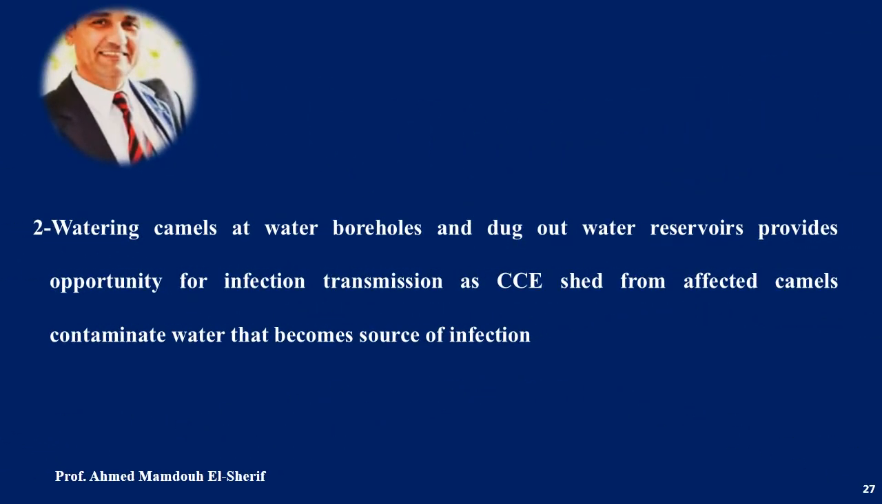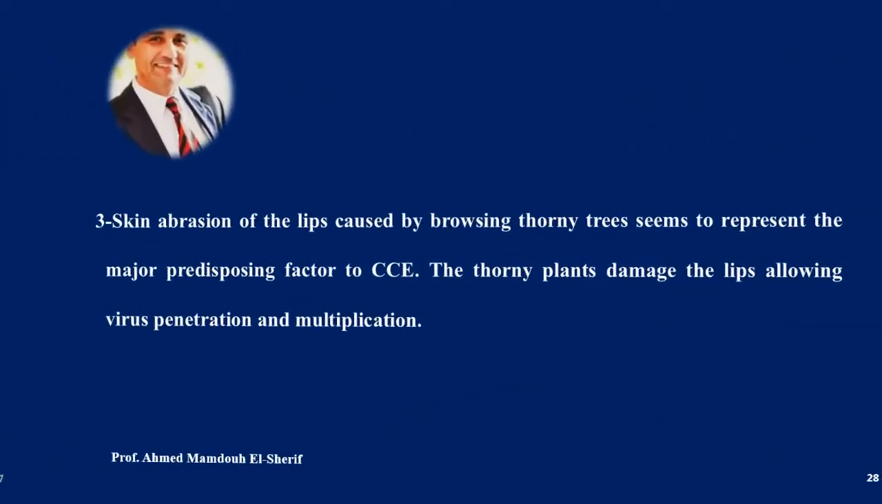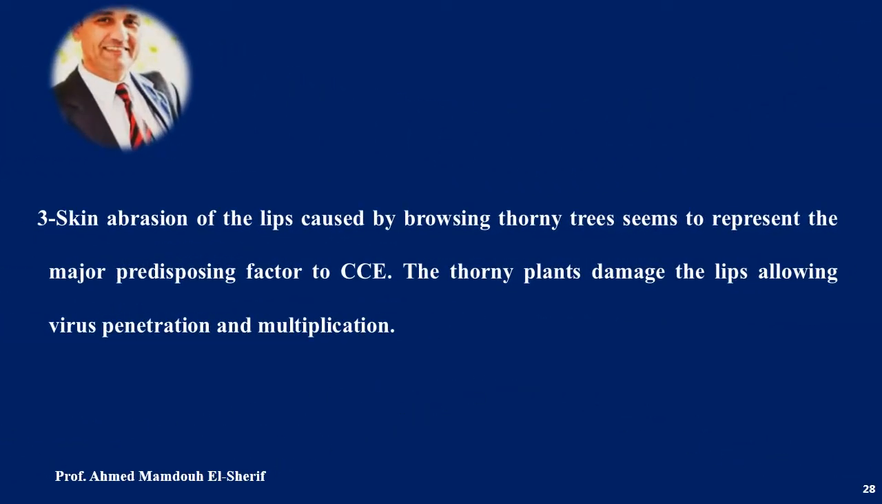Watering camels at water boreholes and dug out water reservoirs provides opportunity for infection transmission as contagious ecthyma virus shed from affected camels contaminates water that becomes a source of infection. Skin abrasions of the lips caused by browsing thorny trees seem to represent the major predisposing factor to camel contagious ecthyma. The thorny plants damage the lips, allowing virus penetration and multiplication.